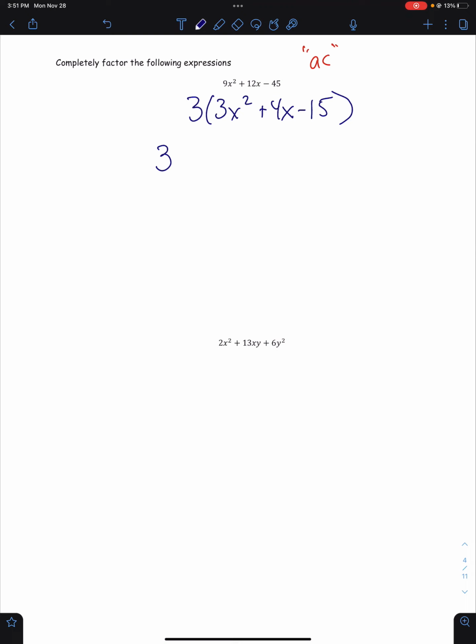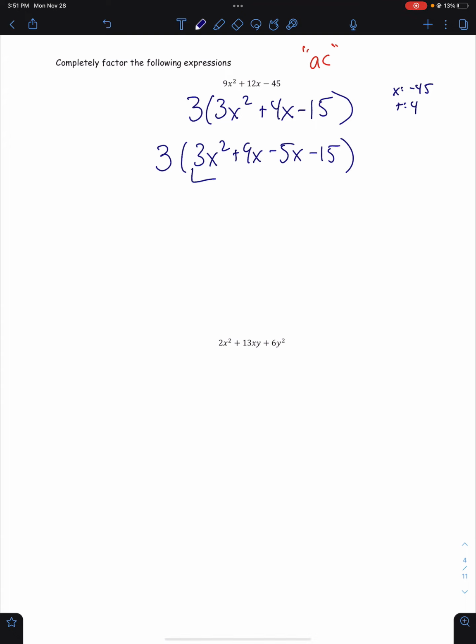So we need two numbers that multiply to negative 45 and add to 4. Where am I getting that negative 45 from? Well, it's 3 times negative 15. Those two numbers would be 9 and negative 5. So it'll be 3x squared, and it doesn't matter where you put the plus 9x, first or second. I'm going to put it first, and then I'll put the minus 5x second. Doesn't matter which one you put where, you're going to get the same answer at the end.